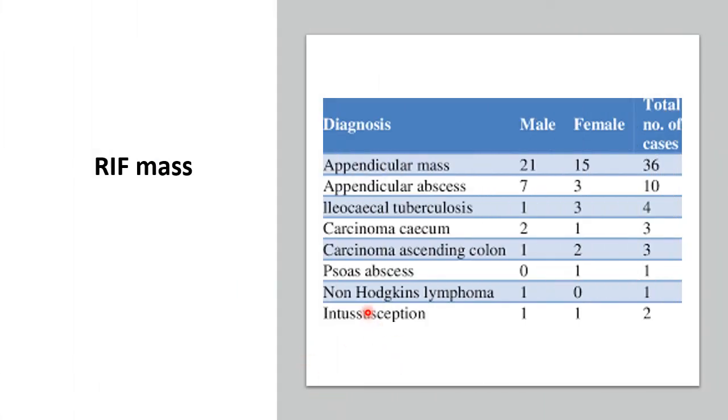Okay, these are the differential diagnoses of a patient with a right iliac fossa mass. The most common is appendicular mass or abscess, carcinoma of the cecum, and ascending colon. Occasionally, it can be due to a psoas abscess or a non-Hodgkin's lymphoma, and in children, intussusception. Ileocecal tuberculosis, which used to be common, is very rare these days. In fact, in some countries, it is more common to have Crohn's disease as a mass in the right iliac fossa.